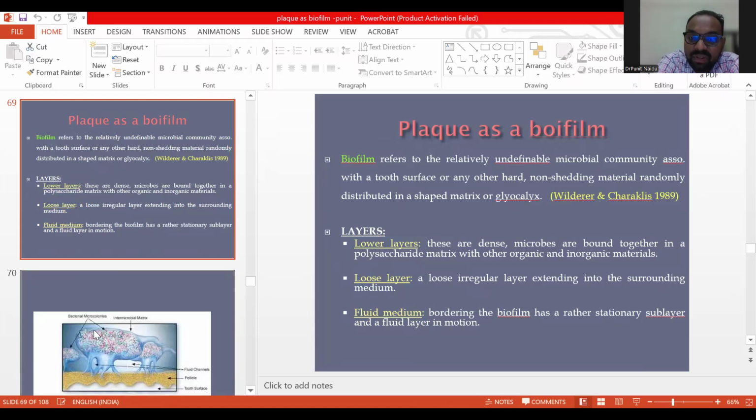What is meant by biofilm, and why is the biofilm called plaque? Biofilm is referred to as a relatively indefinable microbial community associated with the tooth surface or any other hard non-shedding material, randomly distributed in a shaped matrix or glycocalyx. This consists of three layers: the bottom layer, the loose layer, and the fluid medium. The bottom layer consists of dense microbes bound together in a polysaccharide matrix with other organic and inorganic materials, and the loose layer is an irregular layer extending into the surrounding medium, bordered by a fluid medium.